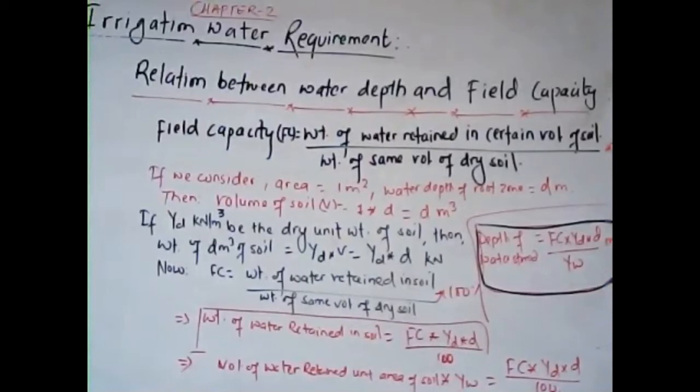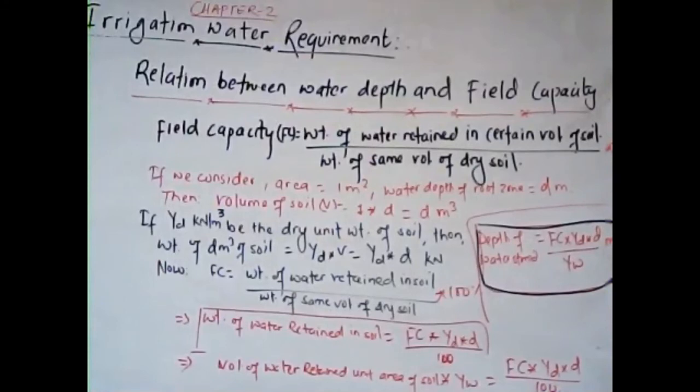Okay. Now the field capacity can be written as the weight of water retained in soil to the weight of the same volume of dry soil. So rearranging it, we can obtain the weight of water retained in soil equals field capacity into the weight of the same volume of dry soil divided by 100. Here the weight of the same volume of dry soil is gamma d into d. So we substitute gamma d into d, and we have the weight of water retained in the soil equals field capacity into gamma d into d by 100. When the field capacity is in percentage, you will write 100 there.